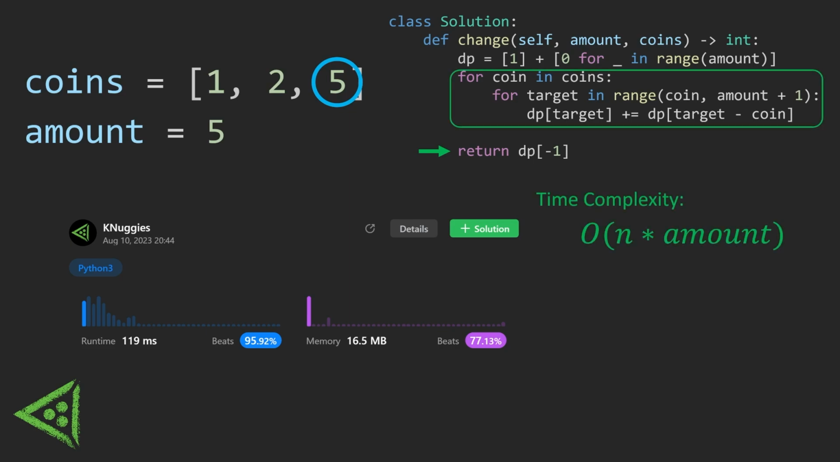This great performance is due to its O of n times amount time complexity, where n is the length of the coins array. The real benefit of this method is the space complexity of O of amount. This was due to the one-dimensional DP array. 2D solutions would have a worse space complexity.